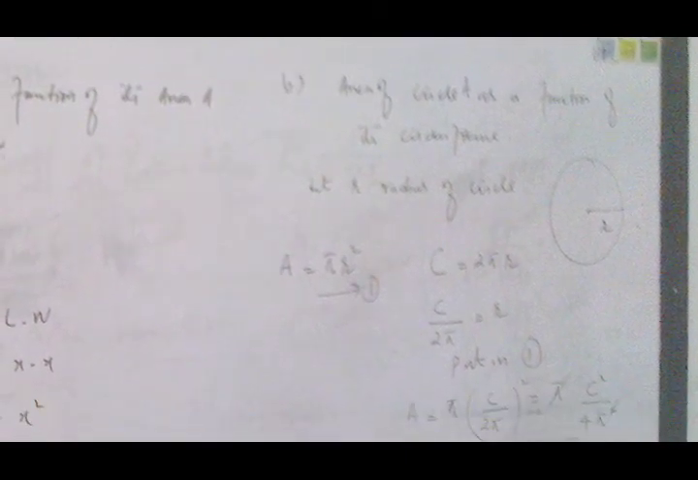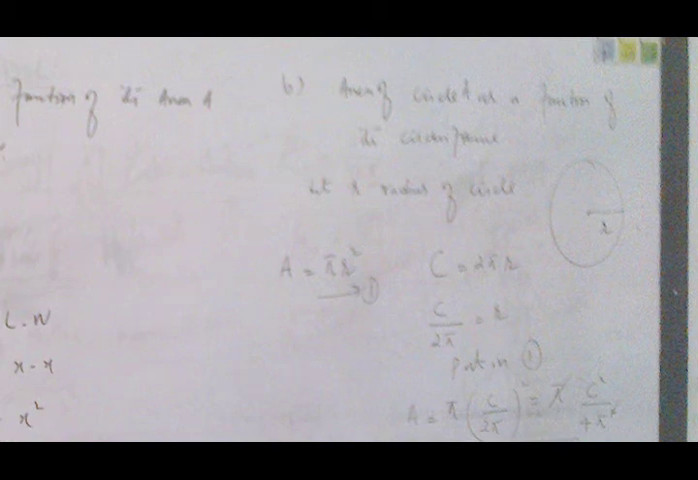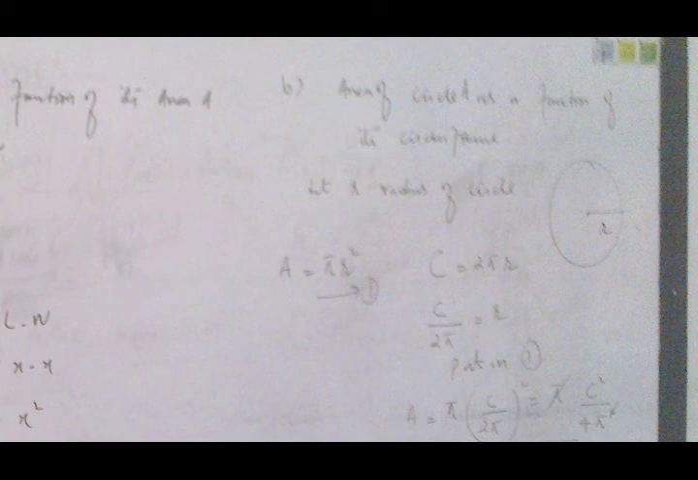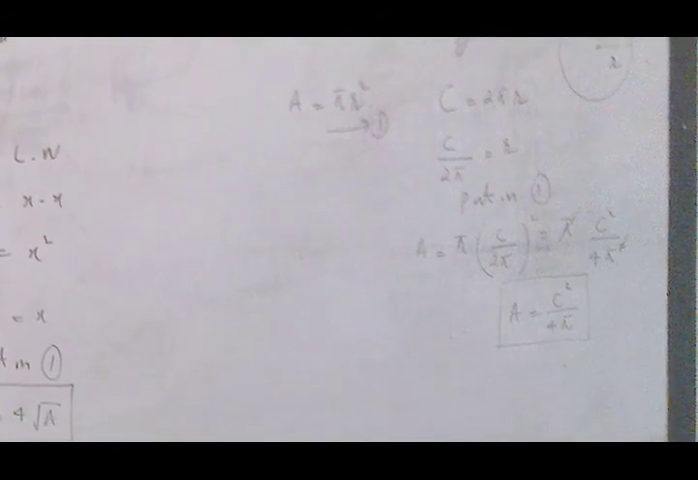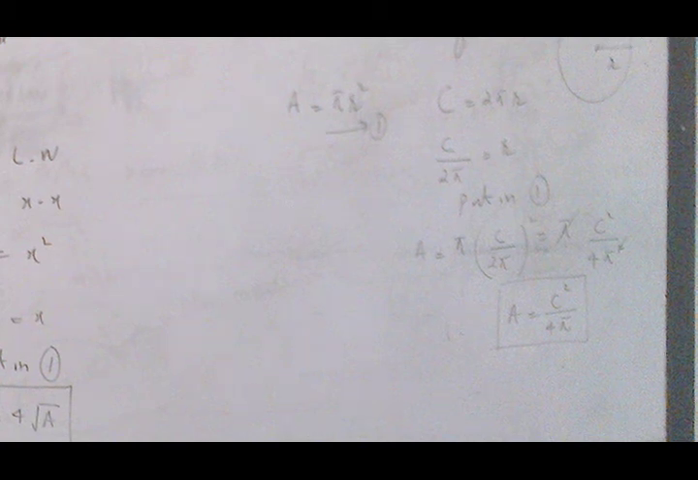And in the second part we have a circle of radius r, its area is pi r square and its circumference is 2 pi r. From the second option, we find the value of r, c over 2 pi, and put it in the first. And we get the function which connects the circle and the area of the circle.